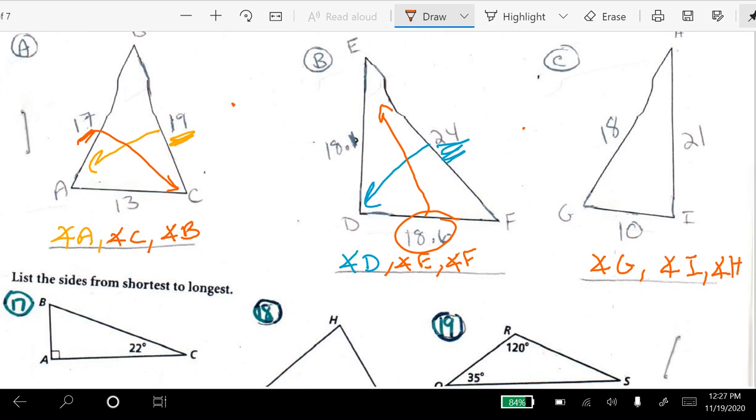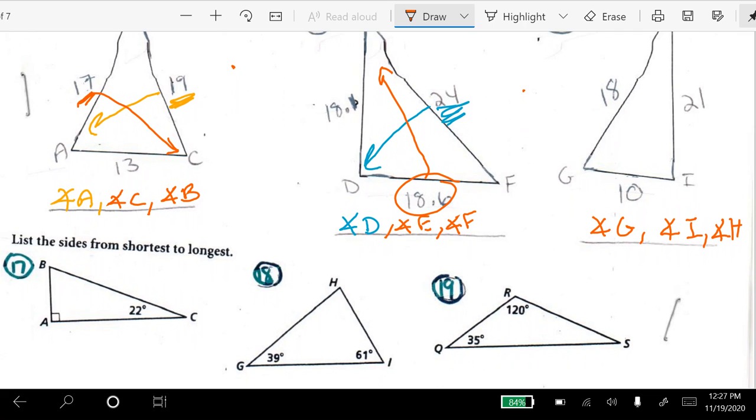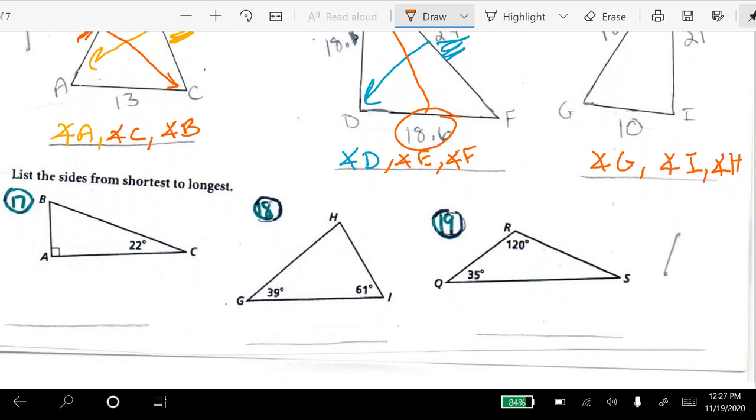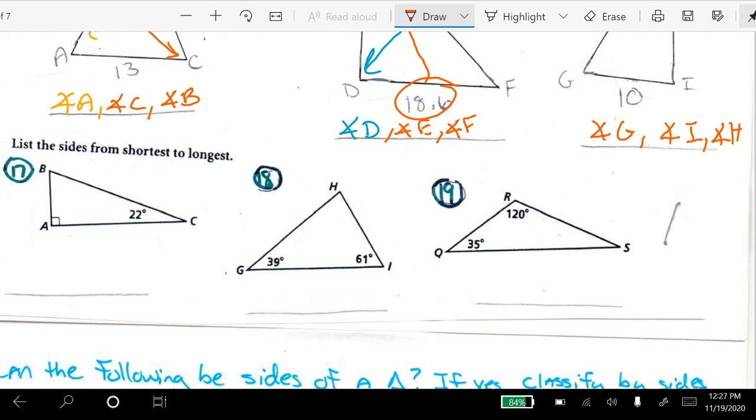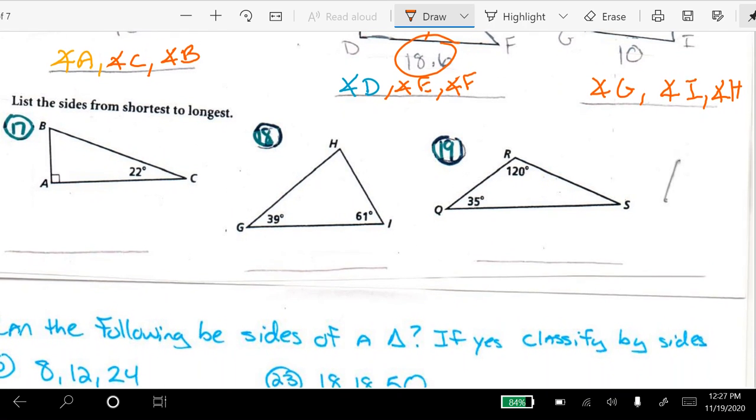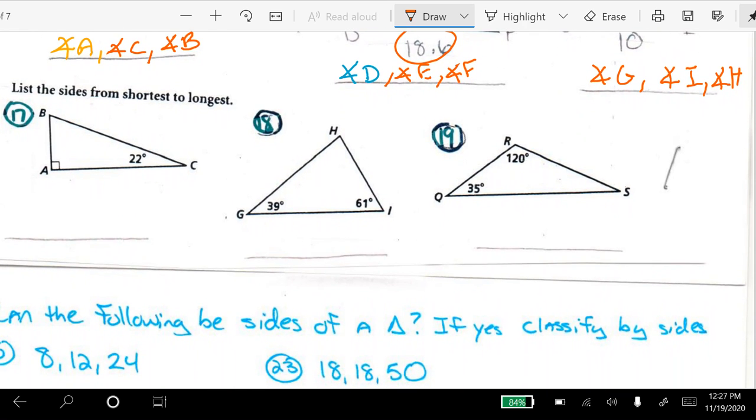All right, there's your answer for C. Moving it down. Next, you're asked to list the sides from longest to shortest. So to list the sides from longest to shortest, you need to focus on the angles. It shouldn't take a minute to find the missing angle here. I'm just going to subtract from 180: 180 minus the 90 and minus the 22. I'm going to be left with 68.